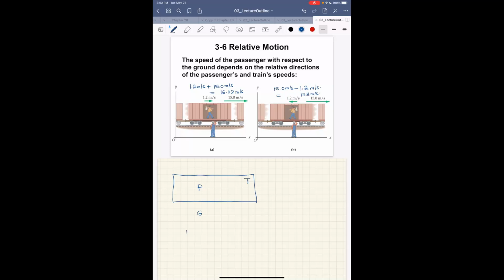If I want to find the velocity of the passenger with respect to the ground, like how the person on the ground is going to measure the passenger's velocity, that is going to be the velocity of the passenger with respect to the train plus the velocity of the train with respect to the ground. This is the equation that we are going to use, and this one is general. It's not only connected to one dimension.